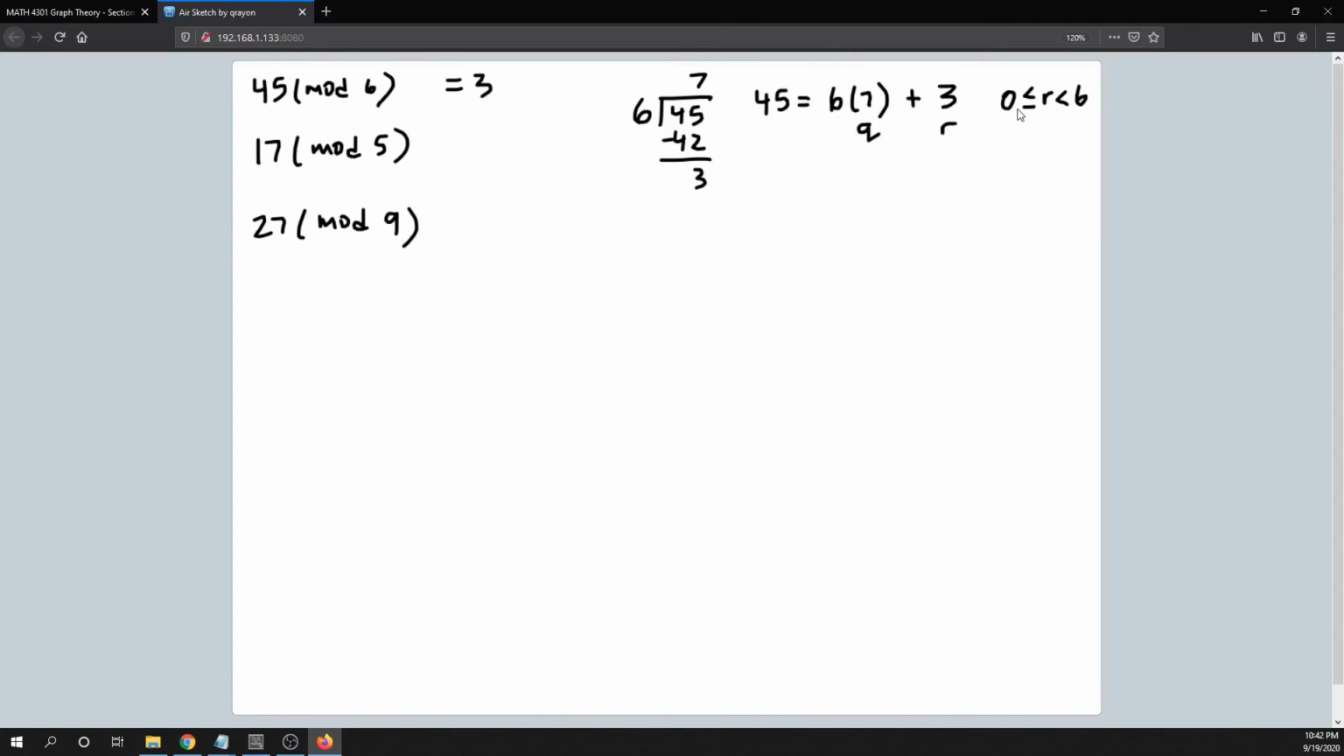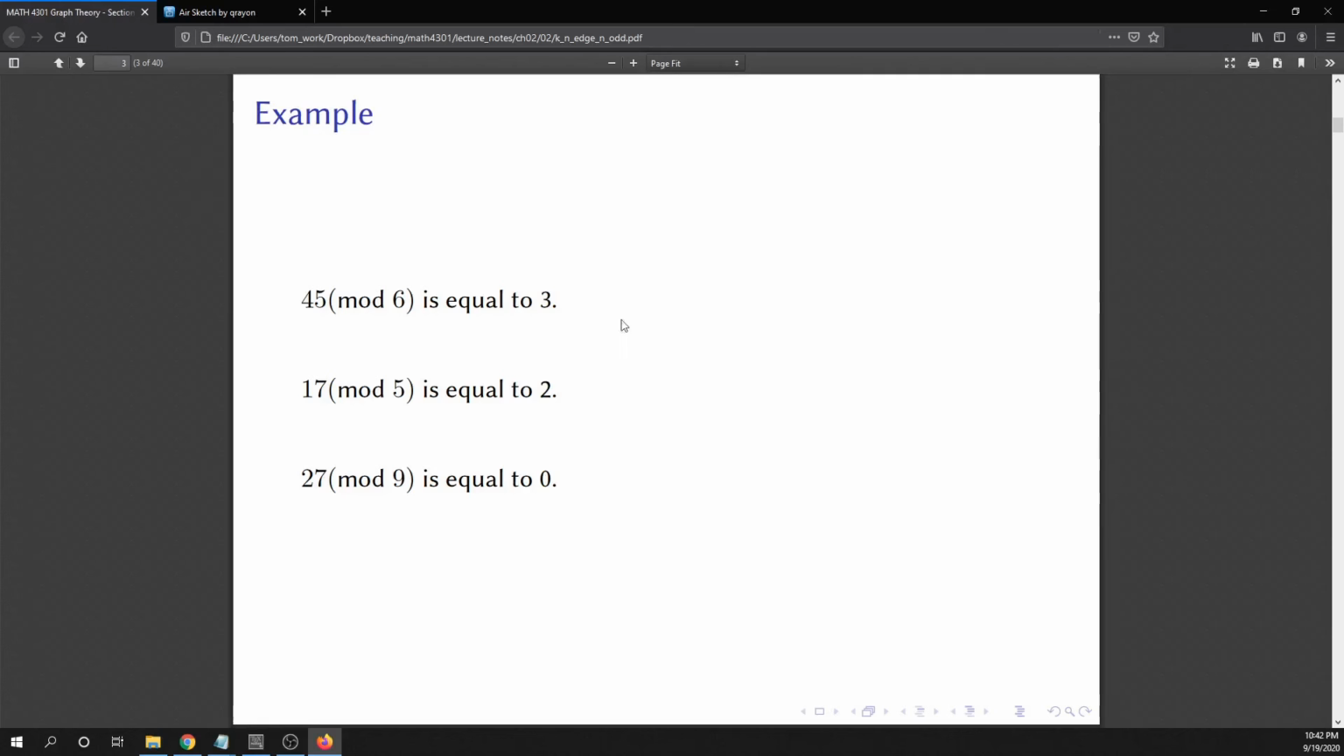Same thing on these other ones. If I want to know what 17 mod 5 is, I would just do the division. 5 goes into 17 3 times, 15, leaving 2, so that's the remainder. This one is equal to 2. And 9 goes into 27 evenly, 3 times with 0 left over, so the remainder would be 0 on that one. That's how the mod works.